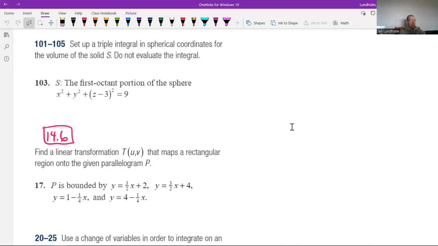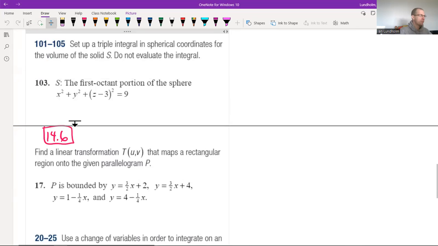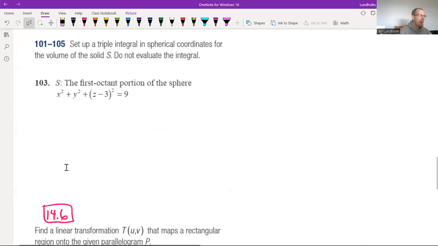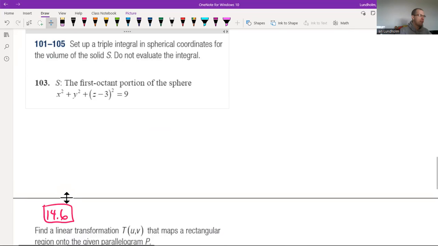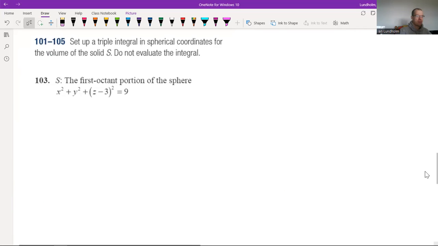103. Set up a triple integral in spherical coordinates for the volume of the solid. I think we did this one in class too. Sorry if this video is dragging on. This is the last one that we have, because the last one was just activity stuff.